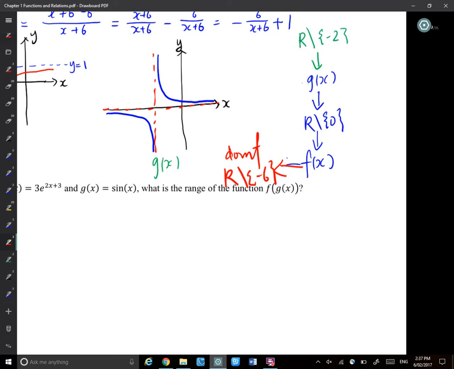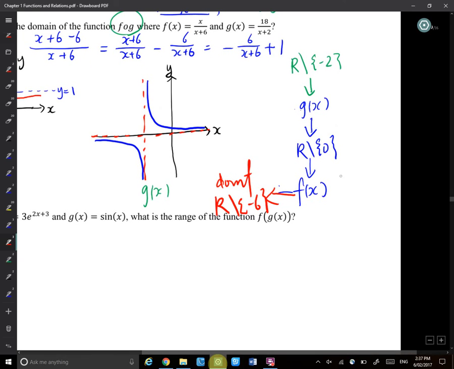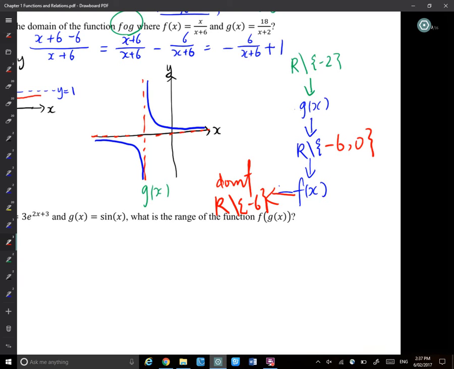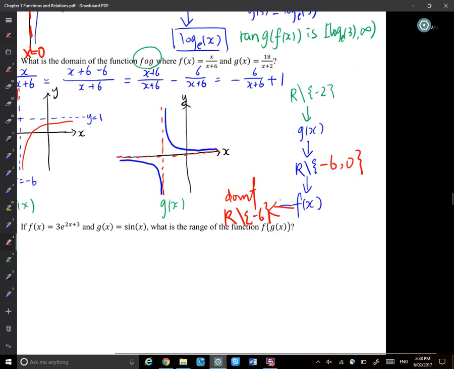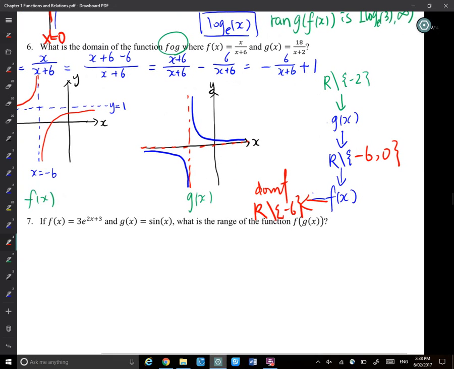So what I need to change here is that there needs to be a -6 and a 0. I can't have 0 and I cannot have -6, to allow me to put everything into the other function. Originally I can't take 0, and now I cannot take -6. Let's think about that range. My range cannot be -6. So which domain value will give you -6?